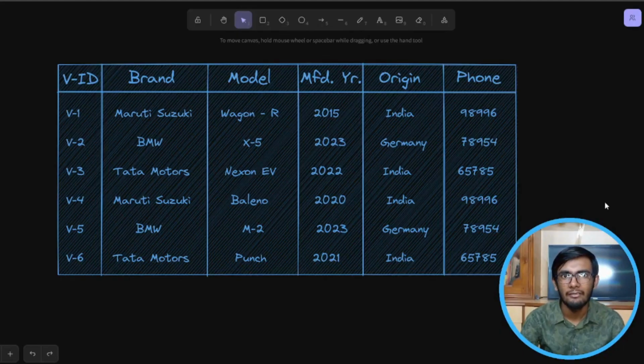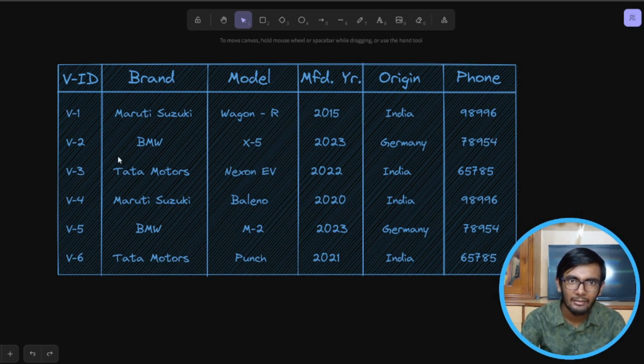Alright, so here we have a table, or as we call it in Salesforce, an object. This object has multiple details. Let's take a look. At first we have VID, which is the vehicle ID. Then we have the brand, then model, the manufactured year, the origin country of the brand, and the phone number of the brand. And we have 6 records in this table.